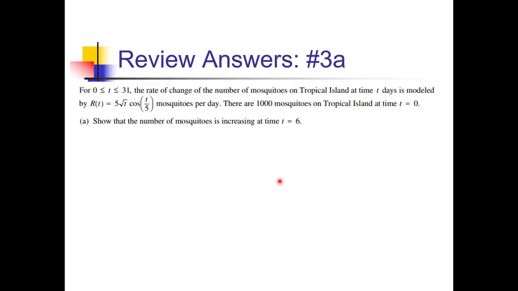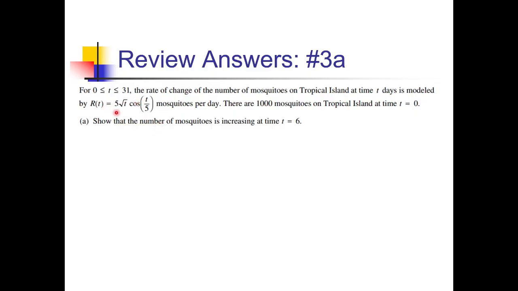For this calculator-based free response problem, we have some mosquitoes on a tropical island. For times 0 to 31, we have this r of t function that's telling us the rate of change of the number of mosquitoes. And there's 1,000 of these on the island at time 0. For part A, they want us to show that the number of mosquitoes is increasing at time 6. Well, the rate of change of the number of mosquitoes is shown by this r of t function. So we just need to plug 6 into r of t and show that it comes out to a positive number.